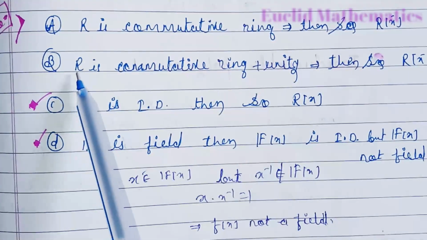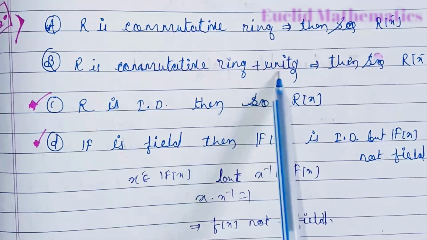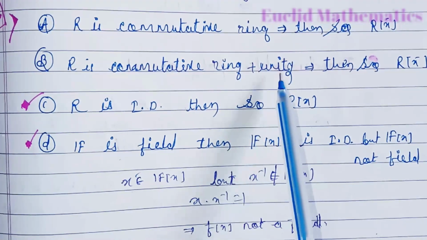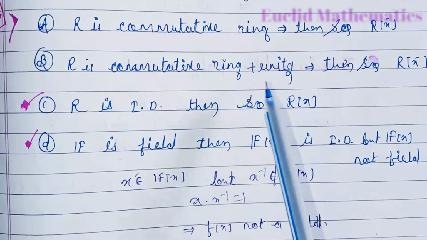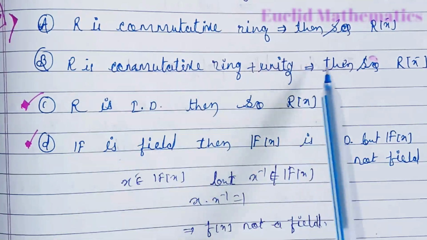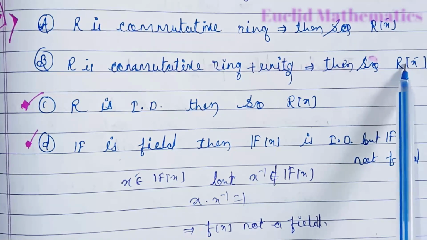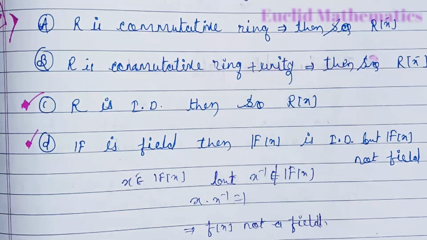Now let's go to the next property. If R is a commutative ring with unity, meaning it has a unity element, and we all know the unity element in ring theory, then R[x] also is a commutative ring with unity. That means the polynomial ring has a unity element and satisfies the commutative property.